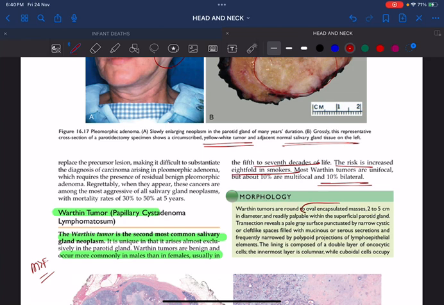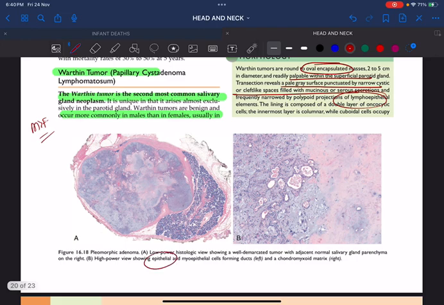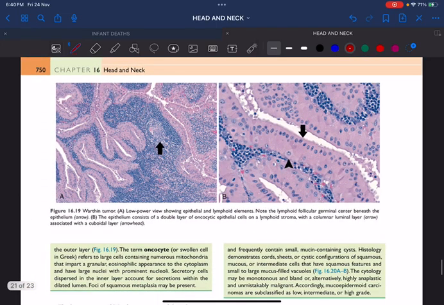They are again oval encapsulated masses, readily palpable within the superficial parotid gland. Transection shows a pale grey surface with narrow cystic or cleft-like spaces containing mucinous or serous secretion. On microscopy, you can see lymphoepithelial proliferation. This is the pleomorphic adenoma: you can see epithelial and myoepithelial components and a myxoid matrix. That is why it is called a mixed tumor. This is the Warthin's tumor.